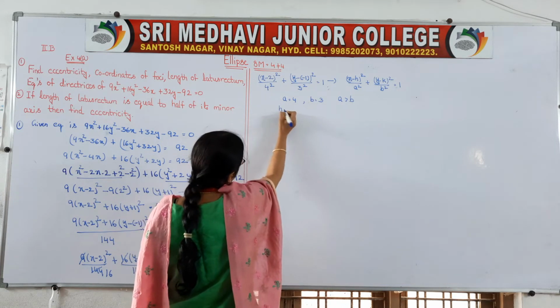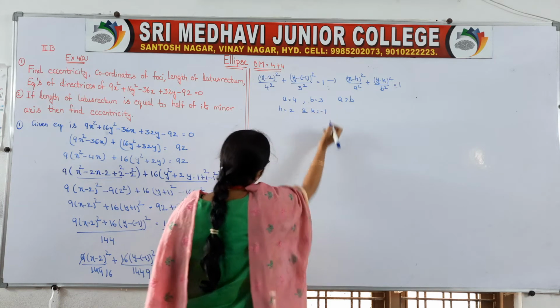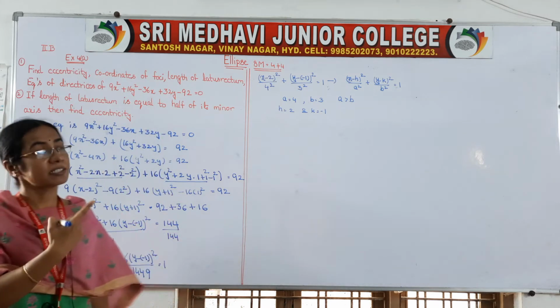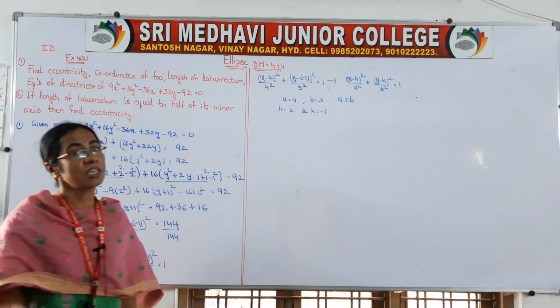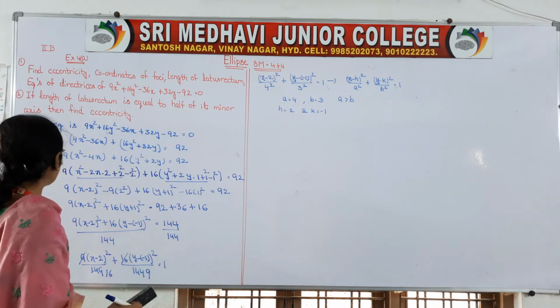Similarly, h is equal to 2 and k is equal to minus 1. So a is greater than b means third case. You know all the formulas of the third case, isn't it? Now come to them one by one.